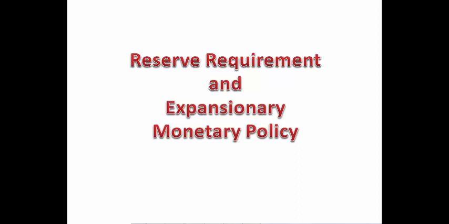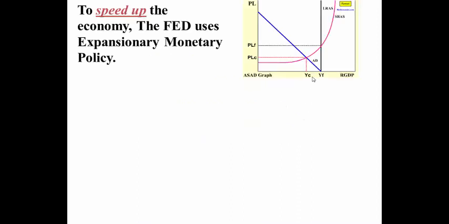Reserve requirement, and expansionary monetary policy. As you can tell from the aggregate supply, aggregate demand graph, this economy is in a recession, that the current output is less than the full employment output at Y sub F. To speed up the economy, the Fed uses expansionary monetary policy.